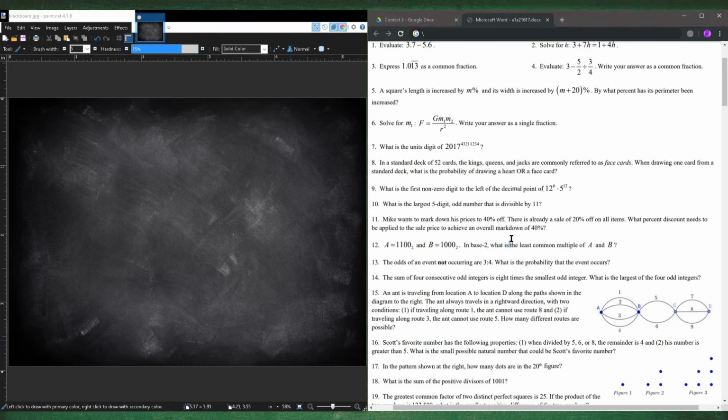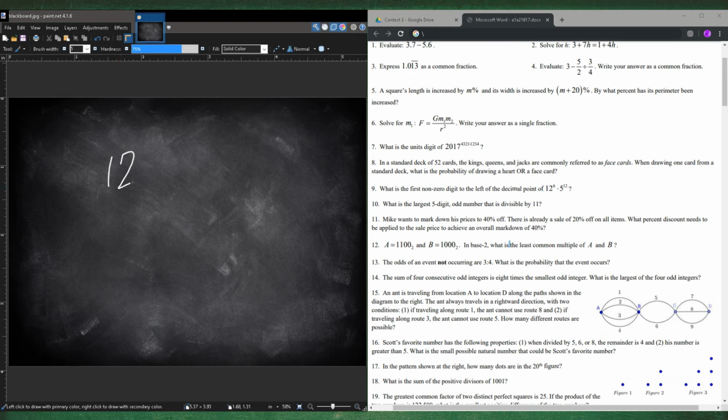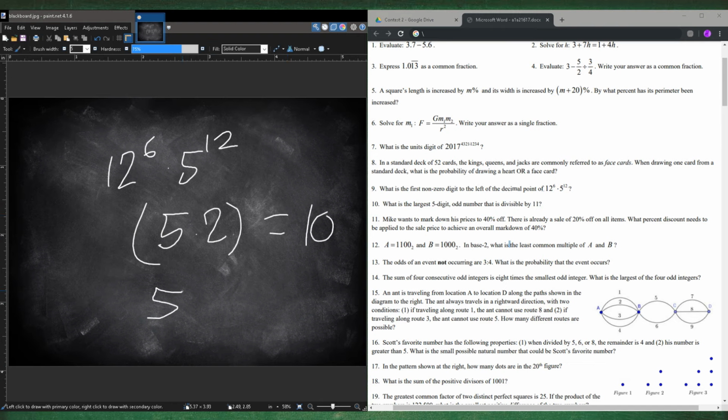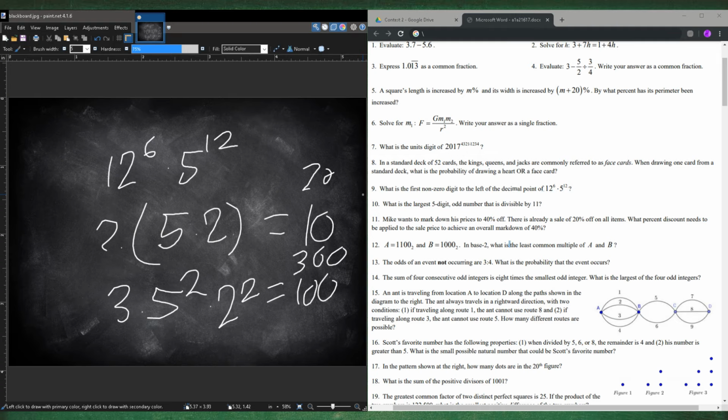Question 9. What is the first non-zero digit to the left of the decimal point of 12 to the 6 times 5 to the 12? Okay, since this can make tens, because 5 times 2 is 10, and 5 squared times 2 squared is 100, it makes 2 zeros. So imagine you have a 3 in front of it; 3 times 10 makes 30, then 300. You see how that works? The first non-zero digit to the left would be 3. So you just look at these digits and take away all the tens.